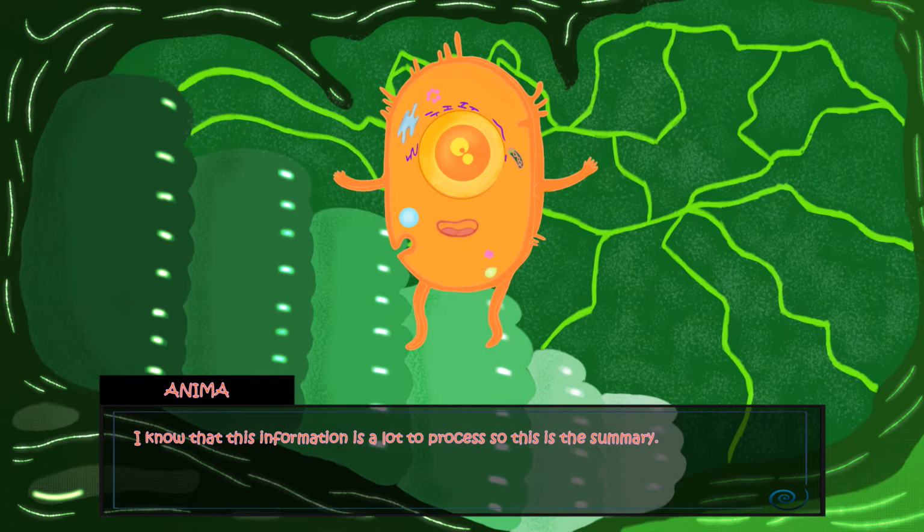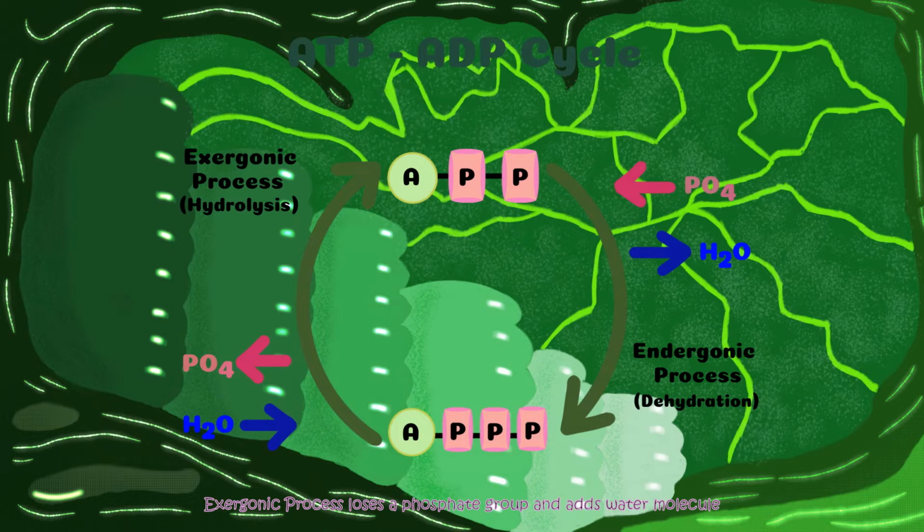I know that this information is a lot to process, so this is the summary. Exergonic process loses a phosphate group and adds a water molecule. This process causes the molecule to lose energy, ATP to ADP. Endergonic process loses water and adds a phosphate group. This process causes the molecule to gain energy, ADP to ATP.